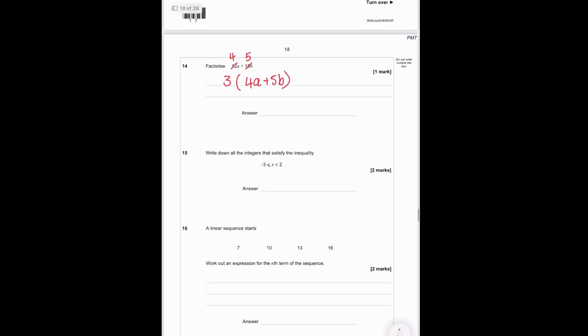Write down all the integers that satisfy the inequality. Minus 3 is less than or equal to x, and x is less than 2. So we have minus 3, minus 2, minus 1, 0, 1. There's no equals on there, so it can't be 2.